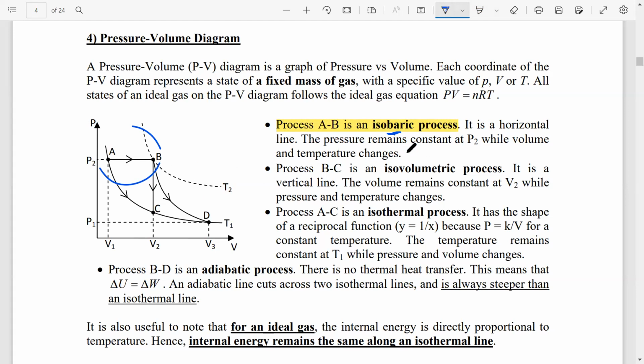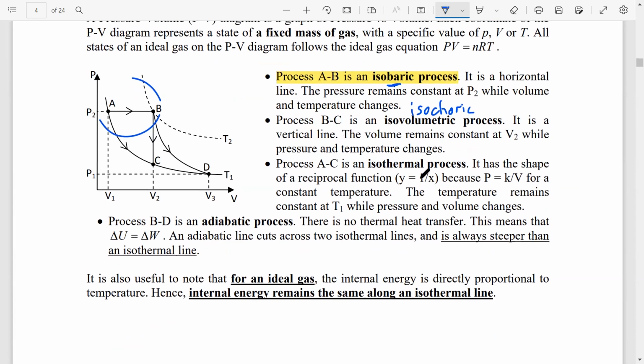Second, BC, is called isovolumetric, or another name is isochoric. So isochoric or isovolumetric, usually we use isochoric nowadays. So it's just constant volume, that's why it's a vertical line, because no volume changes. AC is isothermal, so along here we call it an isothermal line.